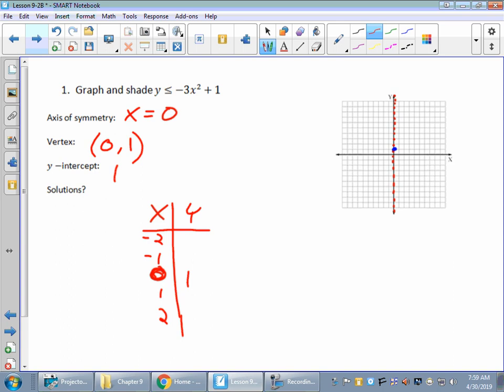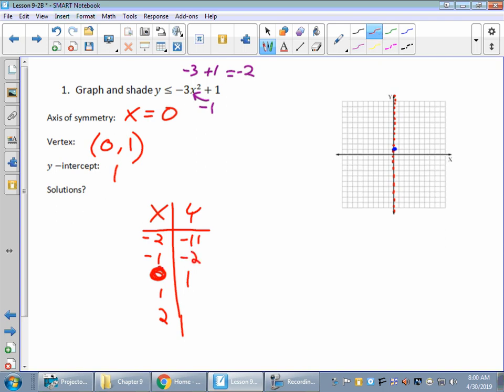And I just have to plug them into the equation here. I plug in a -2. -2 squared is 4, times -3 is -12, plus 1 equals -11. So down here I've got -11. Let's plug in a -1. -1 squared is 1, times -3 would be -3, plus 1 would give us a -2. So that would be -2 down here.